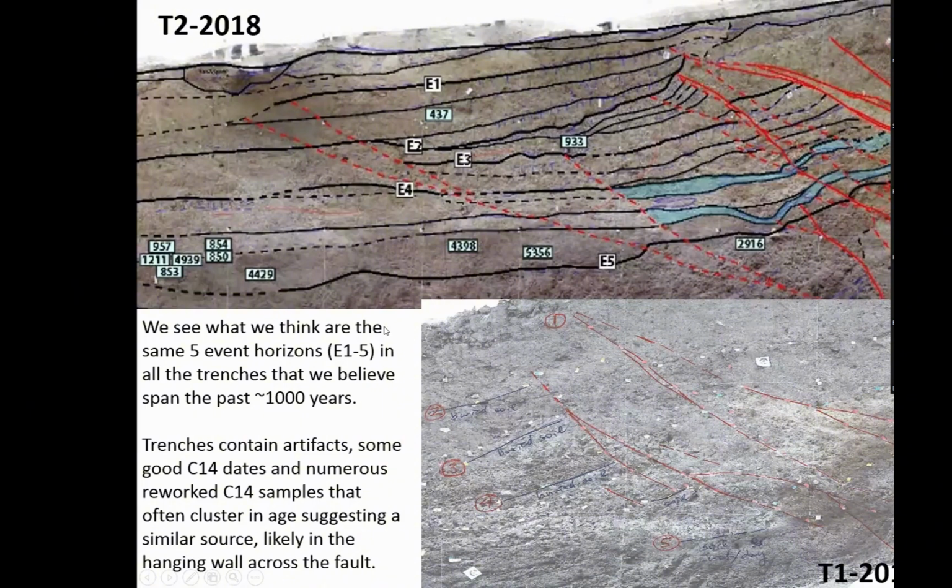So we're quite convinced, and I'll show you a bit more evidence, that we have 5 what we call event horizons, levels at which we think earthquakes occur in all of the trenches that formed in the last 1,000 years.